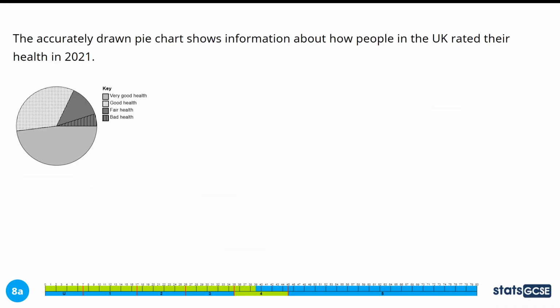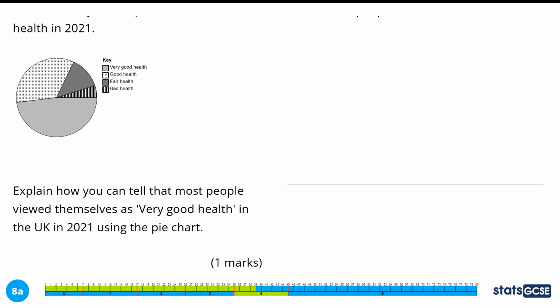The accurately drawn pie chart shows information about how people in the UK rated their health in 2021. Explain how you can tell that most people viewed themselves as very good health in the UK in 2021 using the pie chart. If we look at the pie chart, very good health is this shade here, and it definitely has the largest sector, so very good health has the largest sector.